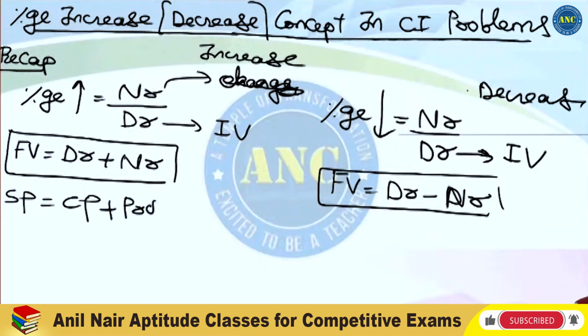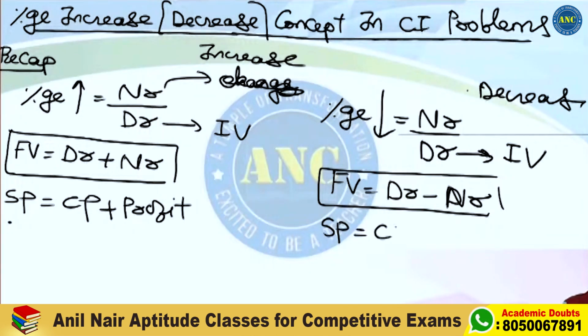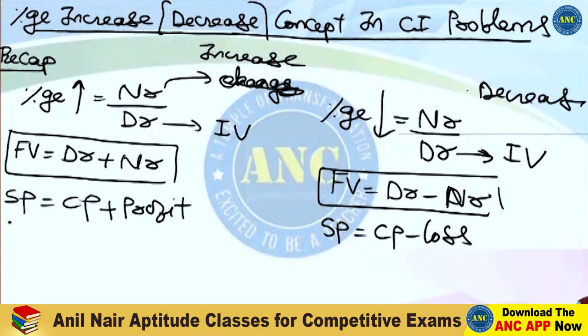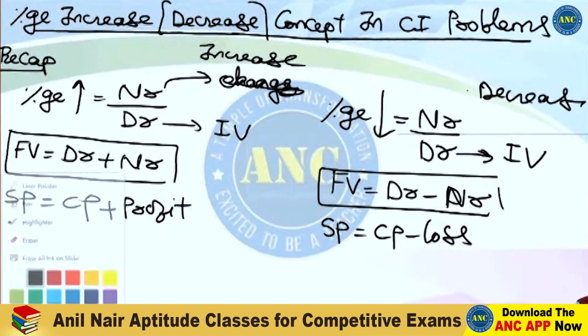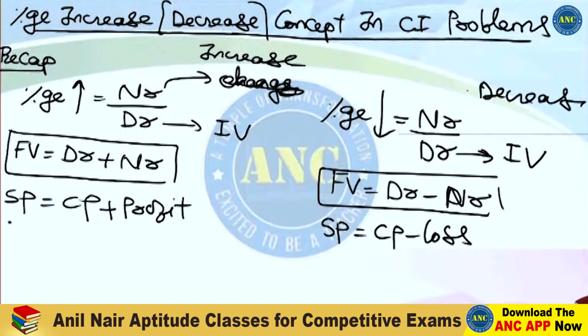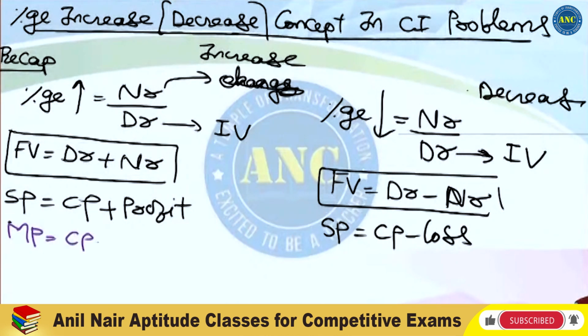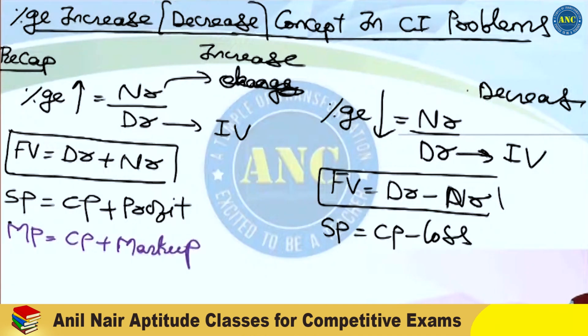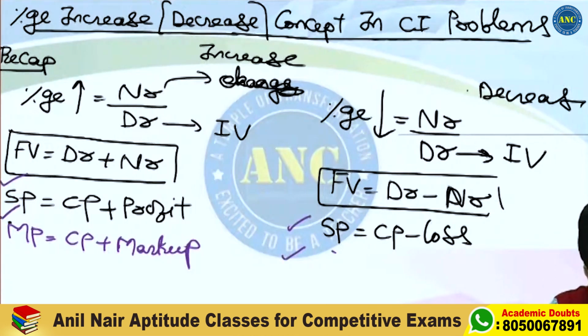equivalent to cost price plus profit. Selling price equivalent to cost price minus loss. Similarly here, SP equivalent to CP plus profit, SP equivalent to CP minus loss. Next one, market price is nothing but cost price plus markup. Please write down cost price plus markup. These selling price equivalent to market price minus discount.